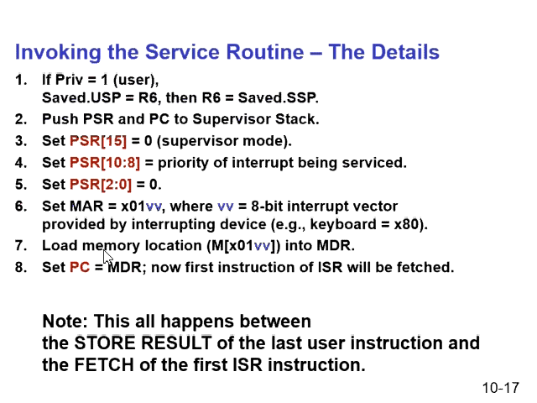That means that you need to go to the location determined by x01VV, and we read out the value. This is the address of the interrupt subroutine, and we set it to MDR, and then we set it to PC. Now, the first instruction of the interrupt subroutine will be fetched.